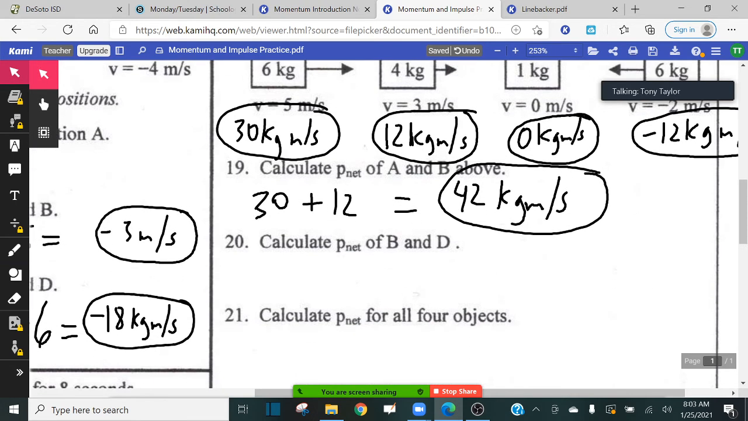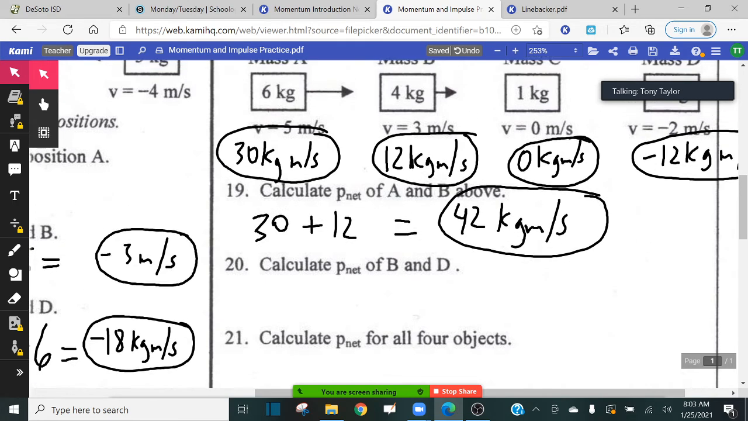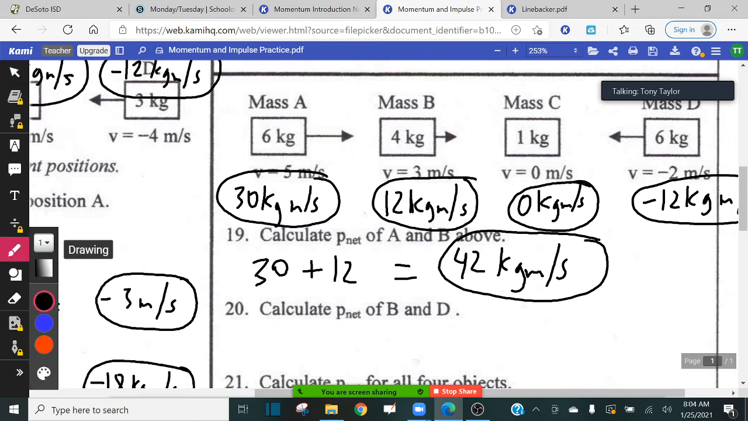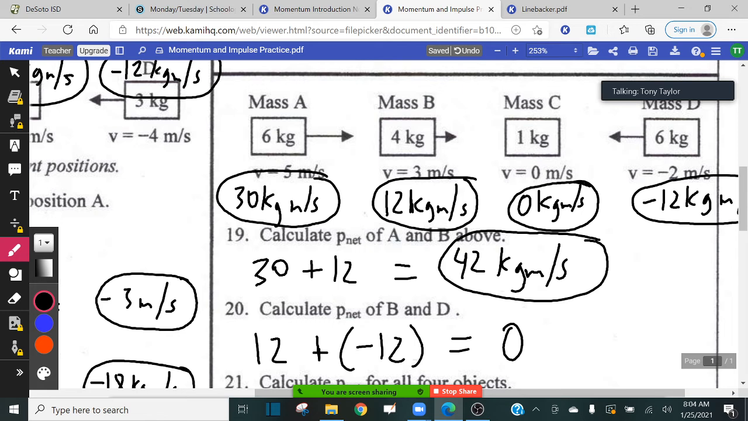What about the net momentums of B and D? Well, guys, look at the momentum of B, and look at the momentum of D. Remember, net momentum means add up those momentums. So when I combine those momentums, so basically positive 12 combined with negative 12, when I combine these two numbers here, what I get is 0. So the net momentum for objects B and D is just 0 kilograms meters per second.